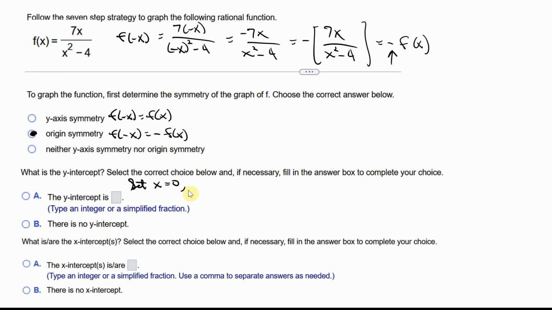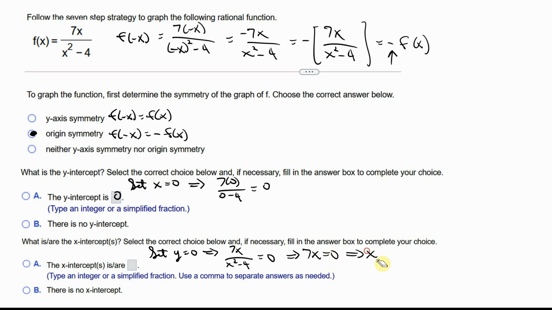set x equal to 0. And so this implies that we have 7 times 0 all over 0 minus 4. We get 0 divided by -4, we get 0. So here we get y equal to 0. For the x-intercept, we set y equal to 0. That implies we get 7x over x squared minus 4 equal to 0. Multiply both sides by the denominator, you end up with 7x equal to 0. And that implies that x is equal to 0.